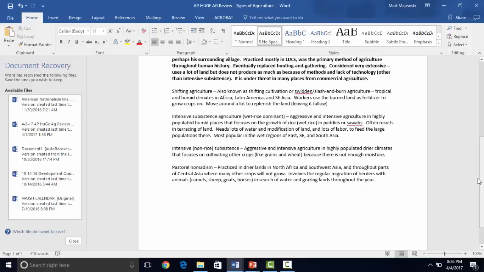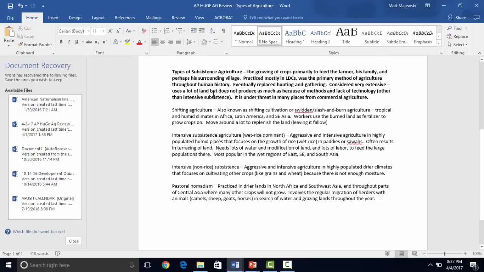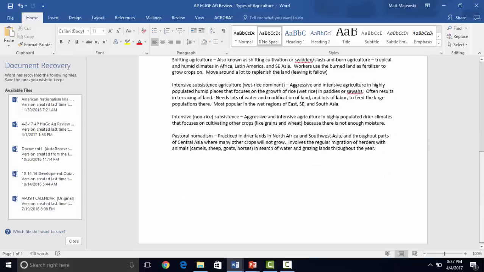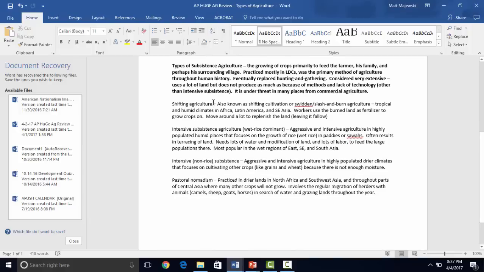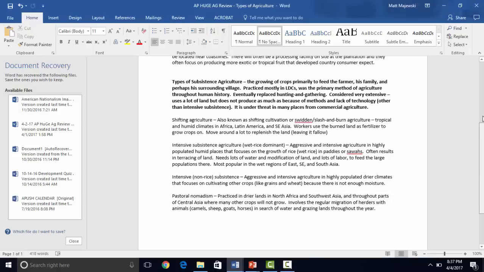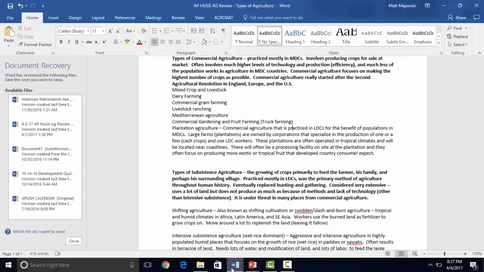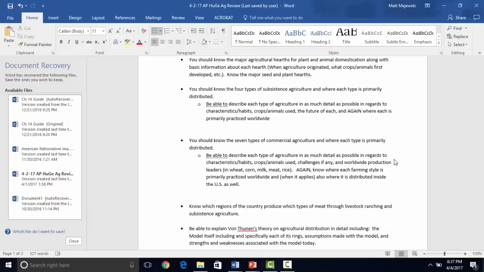Now, the good news for you is, I did that for you on subsistence. One, I give you the general characteristics of subsistence agriculture, and then I give you the specific details about each of the four major types of subsistence ag: shifting agriculture, also known as slash and burn, intensive subsistence, both wet rice and non-rice, and then, of course, pastoral nomadism, our herders. So again, this work has been done for you for those next two questions to try to make things a little bit easier for you. All right, so hopefully that helps you out. That should take us through both this question and this question, although admittedly, you're going to need to fill in the details about some of those types of commercial agriculture.